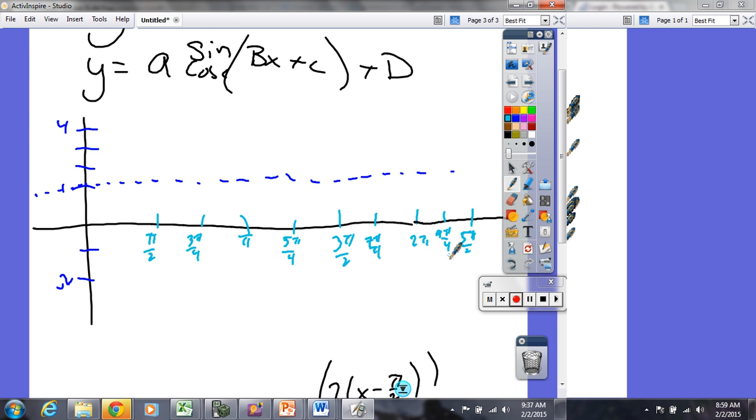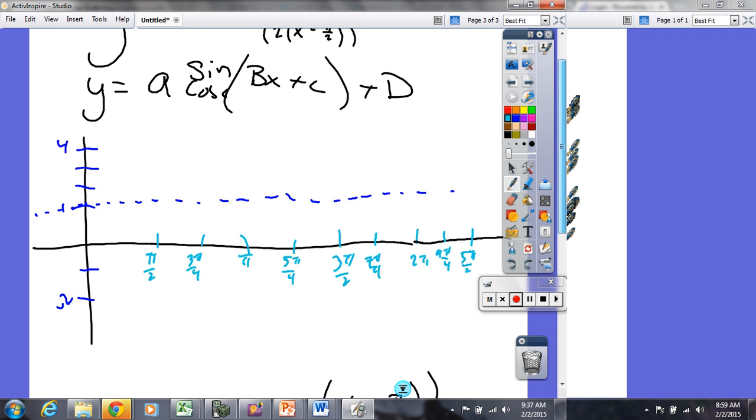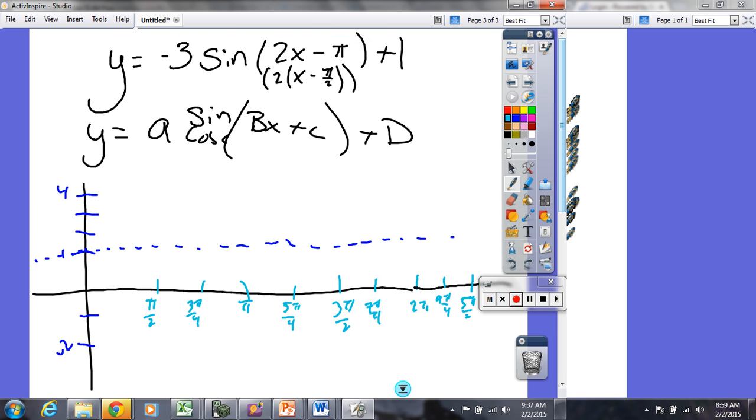All right, you guys ready? Yes, no? This is 5 pi halves. Anybody have a question about what I just did there? Okay, now I look at 7 pi fourths, 2 pi, 9 pi fourths, 5 pi halves. Okay, so noticing here we go. You guys ready how to graph now? We did all the hard part. Graphing is the easy part.